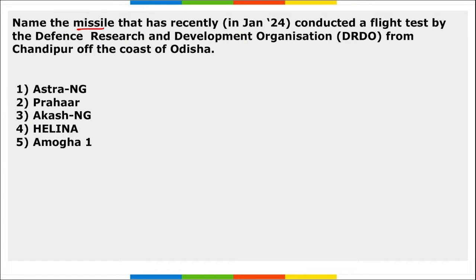Next, name the missile that has recently conducted a flight test by DRDO from Chandipur off the coast of Odisha. So what is the name of that missile? That is Akash NG. NG stands for New Generation. Correct? That is the Akash New Generation missile. This was recently tested by DRDO off the coast of Odisha.